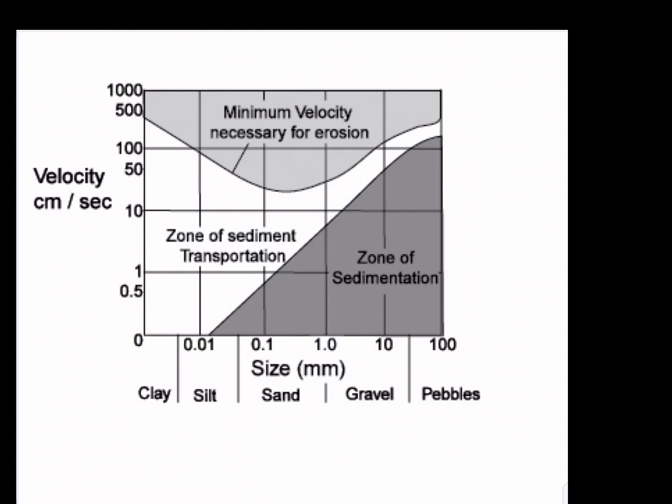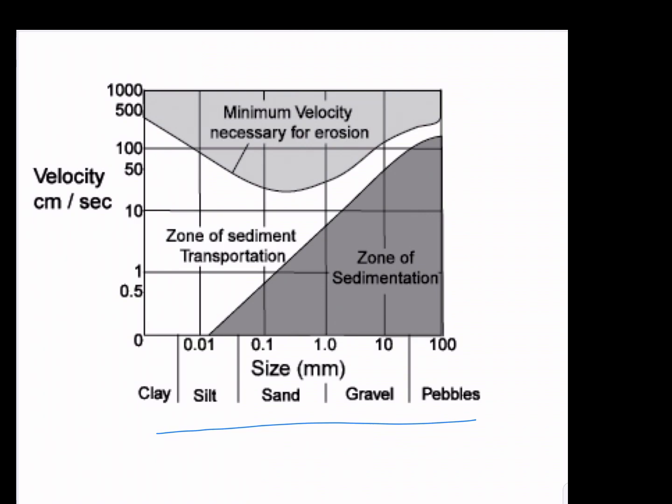First of all, on the x-axis, what we're looking at are changes in the size of material. So the smallest size material is clay, and moving from there up to silt, sand, gravel, and pebbles. As the size of the material gets bigger, you would expect it also gets heavier. So pebbles are heavier than gravel, and gravel is heavier than silt. So just keep in mind that as you move from left to right on this graph, you're increasing the size of the particles that can be moved by water.